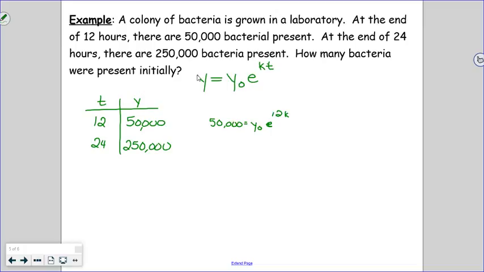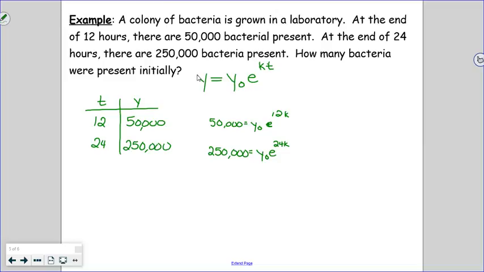Okay, well the problem is I still have, remember e is not an unknown, that's a constant, but I have an unknown of y sub 0 and I have an unknown of k. Well, when we have two unknowns, we have to have two equations, right? So that's why you'll see that I use this other one as well to create a system of equations, right? If I've got two unknowns, I need two equations.